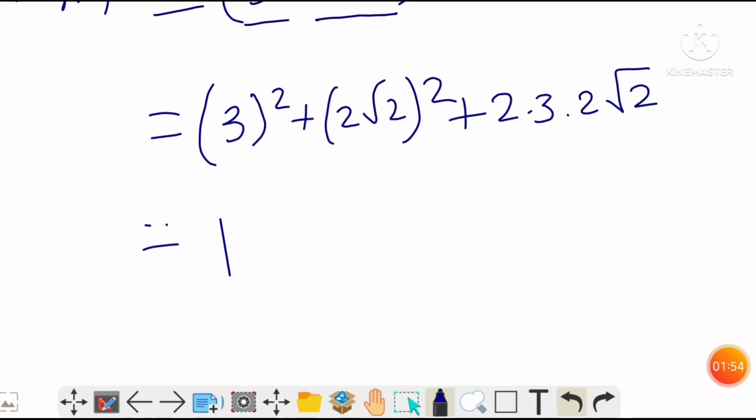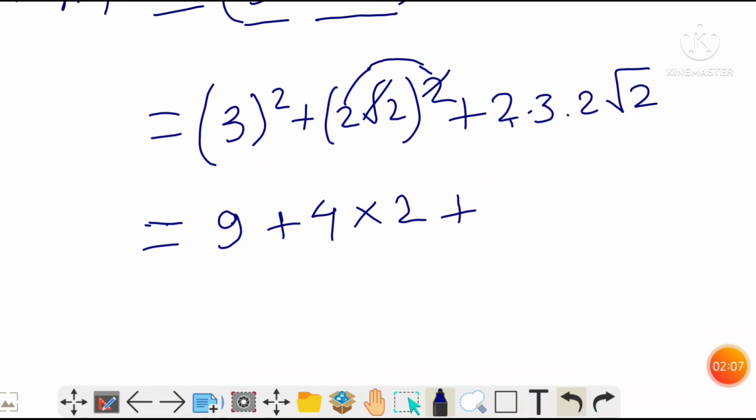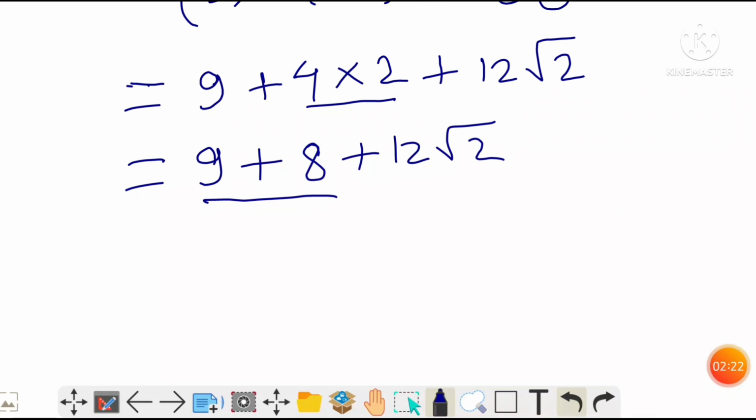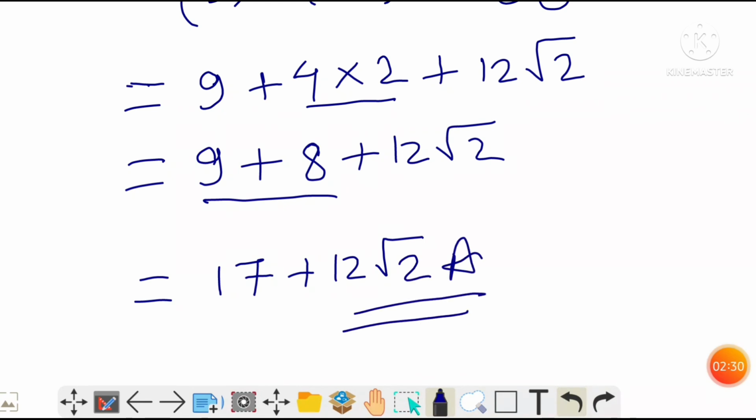We get here 3 square is 9 plus 2 square is 4 into root 2 square is 2, plus 2 3s are 6, 6 2s are 12 root 2. Now we'll add the numbers. 9 plus 4 2s are 8 plus 12 root 2. 9 plus 8 will have 17. 17 plus 12 root 2. So this is the answer of m square.